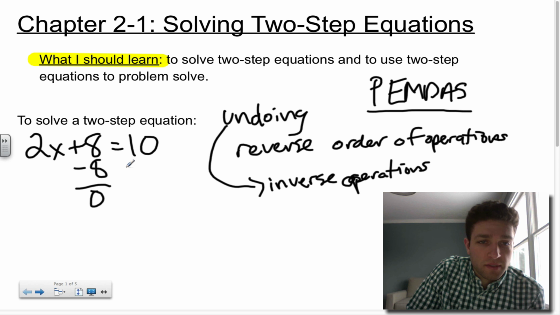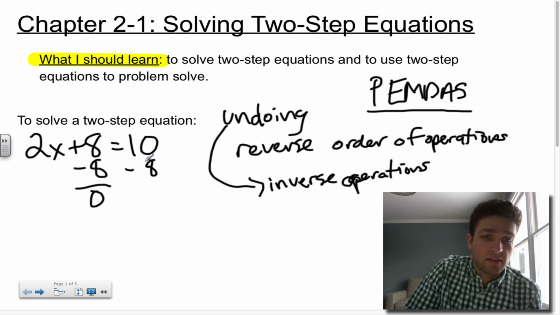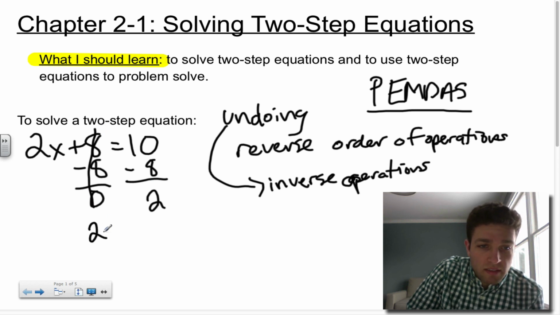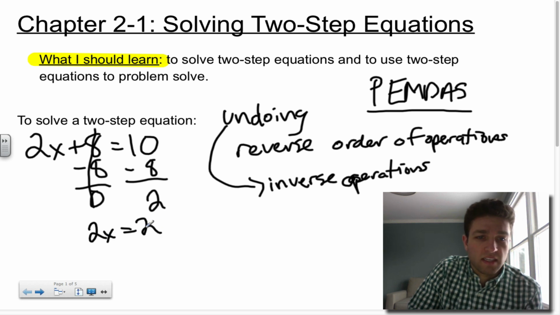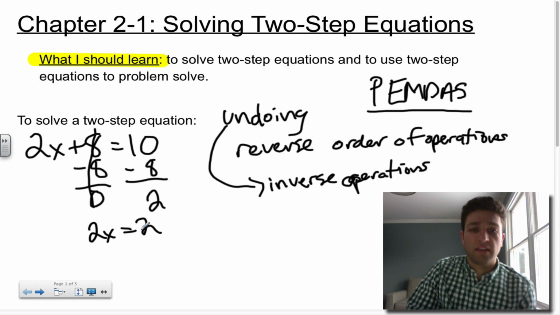However, whenever you're doing something, you do it to both sides of the equation to keep it balanced. So 10 minus 8 is 2. This essentially has been eliminated from the problem. I'm going to rewrite the equation so I know what I've got. I've got 2x left on this side, and I've got 2 left on the right side.